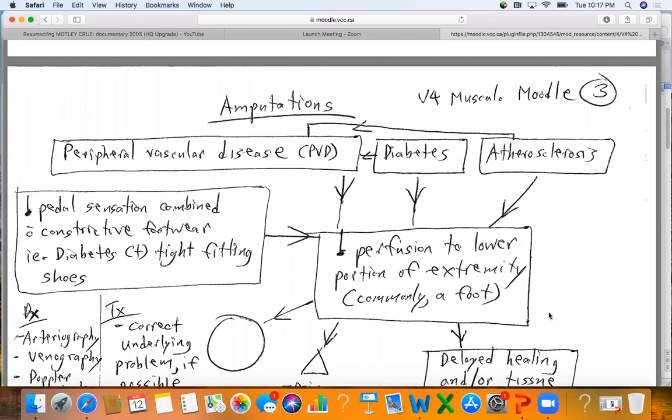So in essence, anything that compromises circulation to that area and therefore compromises wound healing to that area, increases the chances of needing an amputation down the road. These three boxes up here can most certainly coexist, often do coexist, and pretty much any one of them on their own can lead to, but especially in combination, can lead to a decrease in perfusion to that lower extremity.